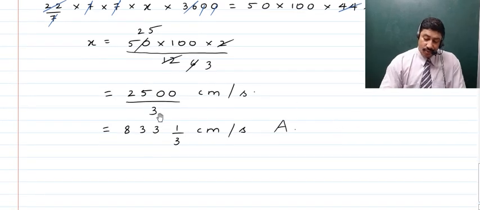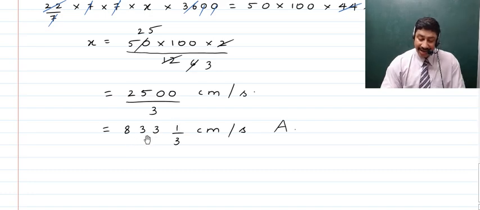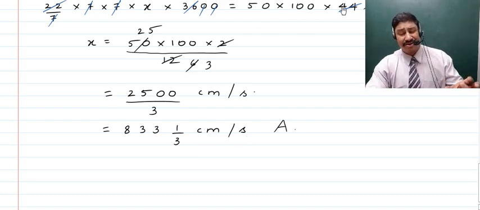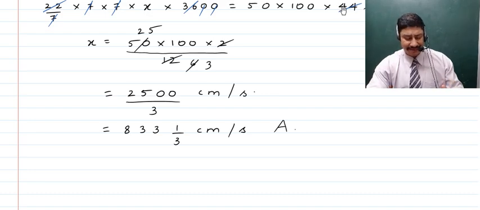Now we know that 3 8s are 24, 1 remainder, that becomes 10. So 3 3s are 9, 1 remainder, 10. So that then again becomes 3 3s are 9, 1 remainder. So that becomes 833 1/3 centimeters per second, which is the speed of the water which is required so that this amount of water, which is of height 21 centimeters, be accumulated in the cuboid shaped tank.